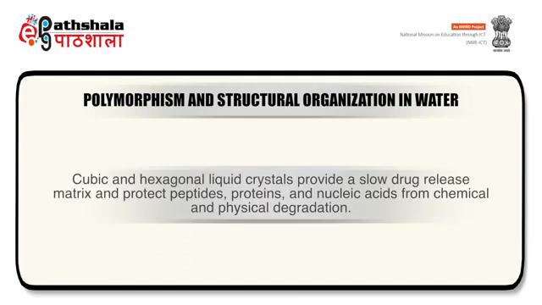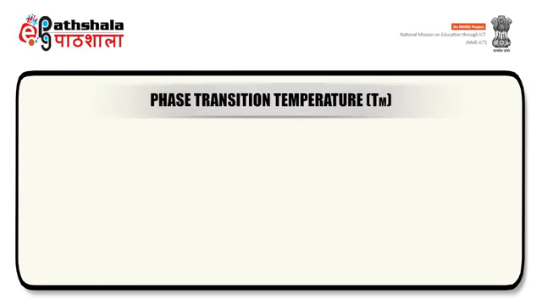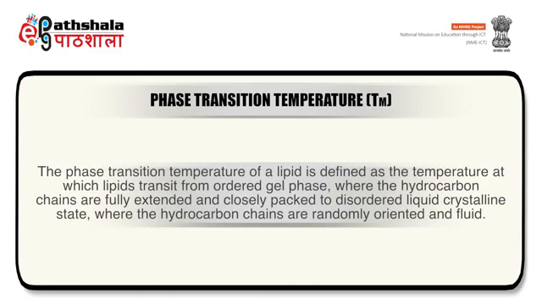Cubic and hexagonal liquid crystals provide a slow drug release matrix and protect peptides, proteins, and nucleic acids from chemical and physical degradation. Now coming on to the third property, C, phase transition temperature, also known as Tm, as shown on the screen. The phase transition temperature of a lipid is defined as the temperature at which lipids transit from ordered gel phase, where the hydrocarbon chains are fully extended and closely packed, to disordered liquid crystalline state, where the hydrocarbon chains are randomly oriented and fluid.